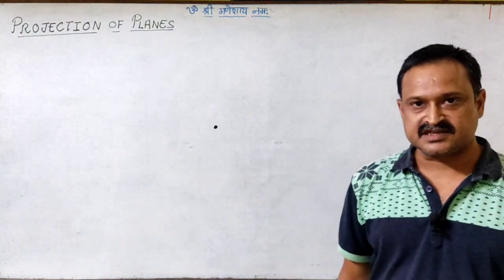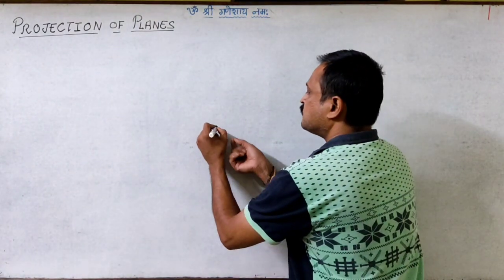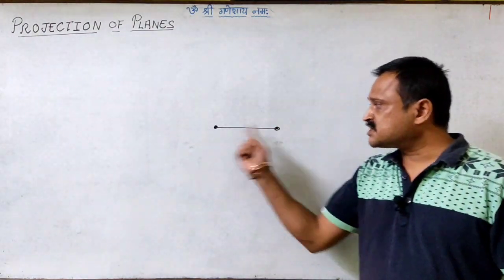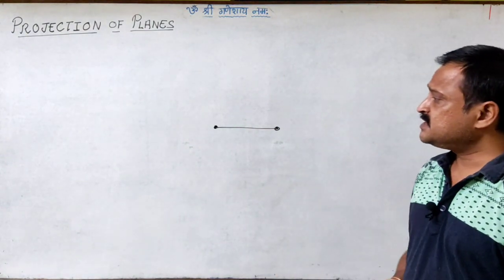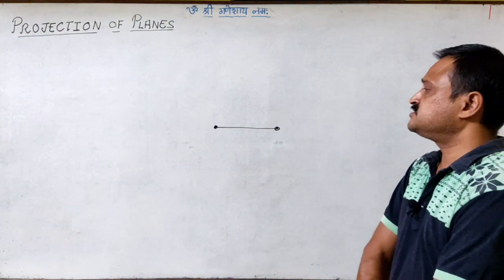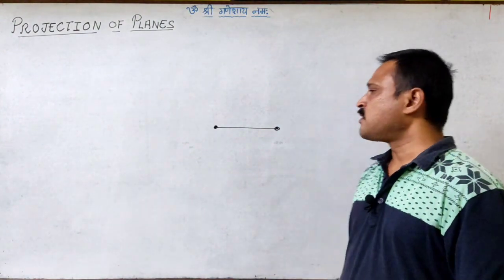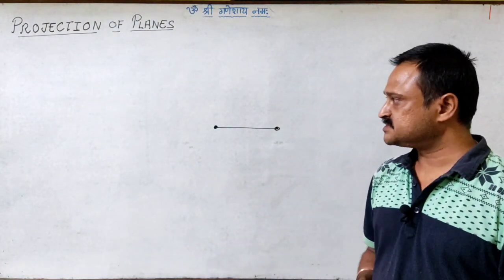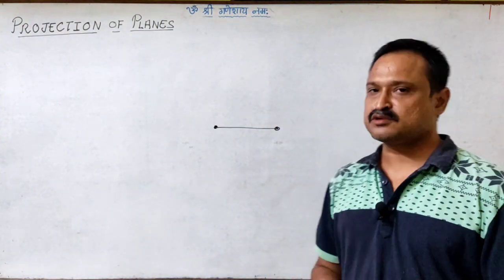Then we started with a point, which is a dimensionless element. Then we extended the idea, and from a point we got a set of points, which is a line, and then we understood the projections of a line. That means getting its front view, top view and the profile view in the oblique condition, that means inclined to both the reference planes. So now we further extend our idea regarding projection.